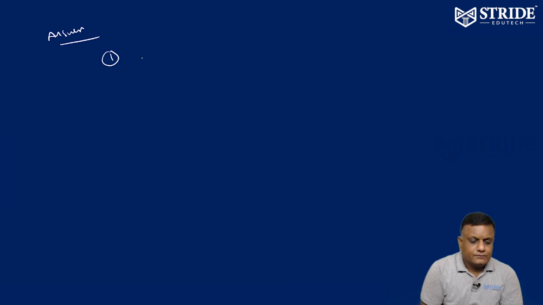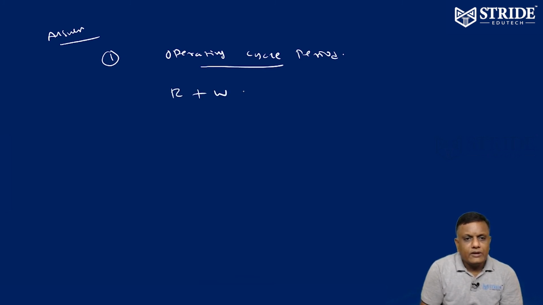First question, operating cycle period. How to find operating cycle period? That is equivalent to raw material period R plus work in process period W plus finished goods period F plus receivable period, debtor period D, minus creditor period. So R plus W plus F plus D is equal to gross operating cycle period, minus creditor period is equal to net operating cycle period.